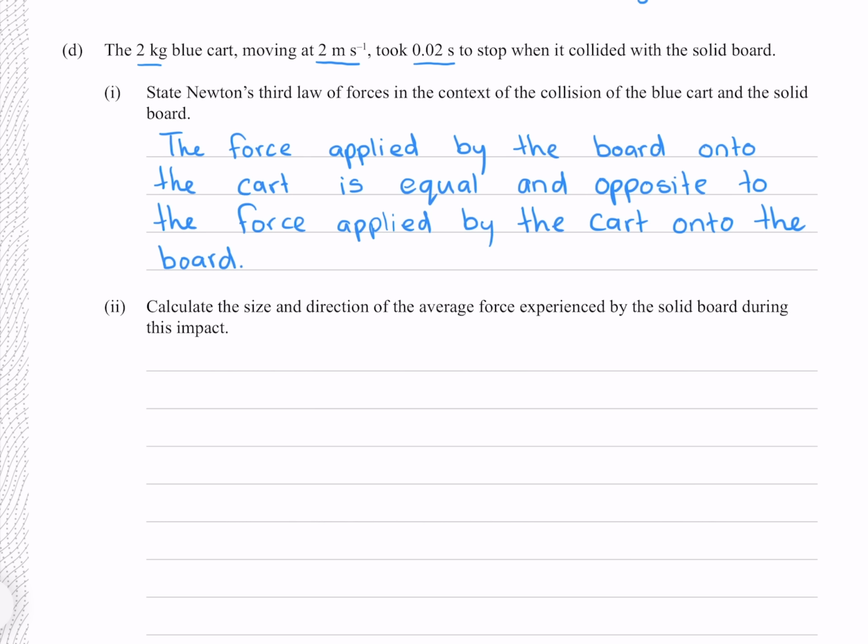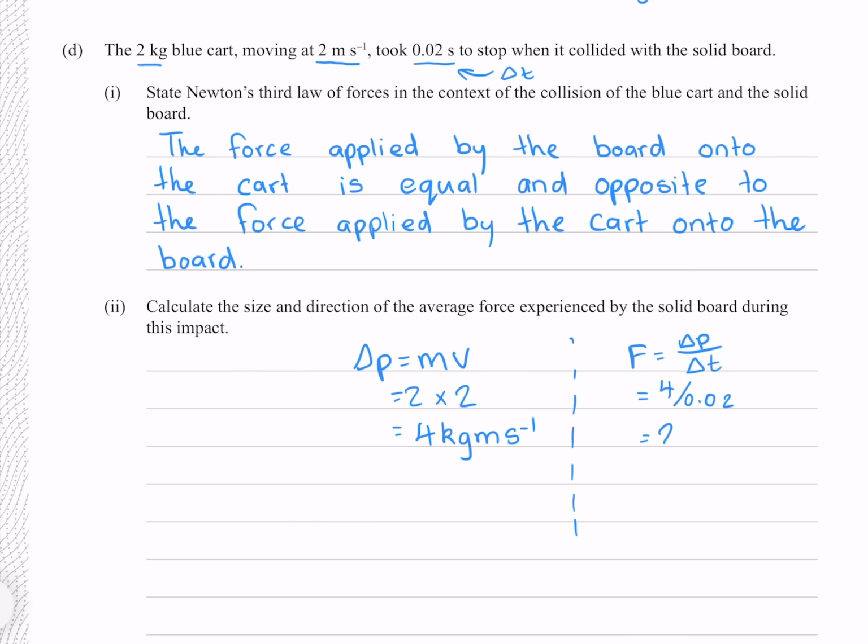Whenever we're given a duration for a collision to occur, chances are we're going to be looking at impulse. The relevant equation is the one we've used above, that the force is equal to the change in momentum divided by the duration over which it changed. We're given the duration over which it changed, and we know that the change in momentum is just going to be our mass times velocity, which is our 2 kilograms multiplied by our 2 meters per second, giving us 4 kilogram meters per second. Putting those numbers in gives me 200 newtons.